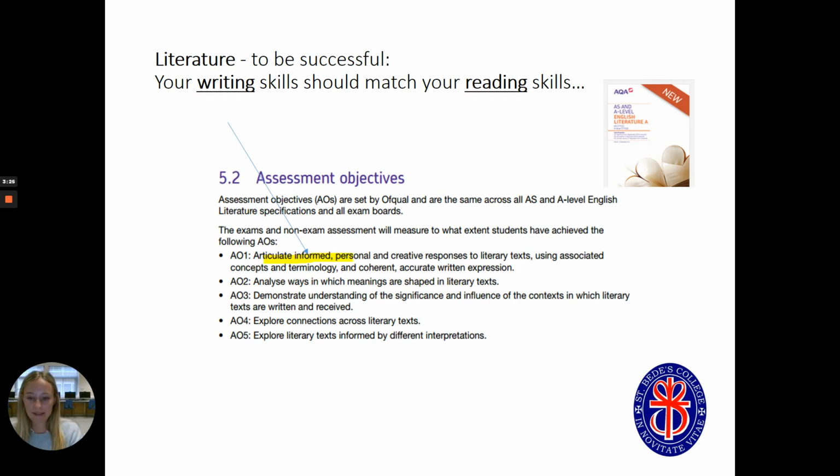You should also be able to analyse. AO2, analyse ways in which meanings are shaped in literary text. AO3, demonstrate understanding of the significance and influence of the context, so what was going on at the time in which literary texts are written and received. AO4, explore connections across literary texts, so that's you using your knowledge of literature and making connections across different texts. And then AO5 is explore literary texts informed by different interpretations.